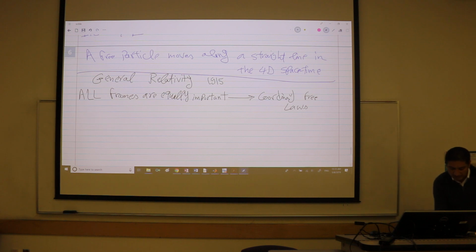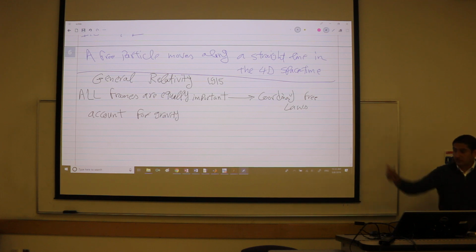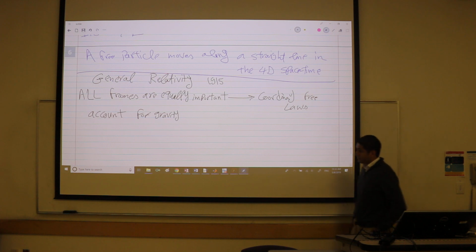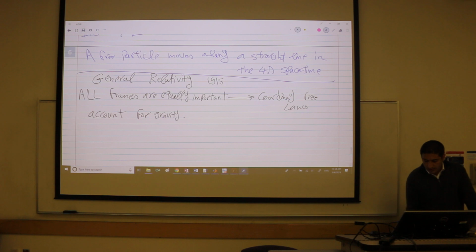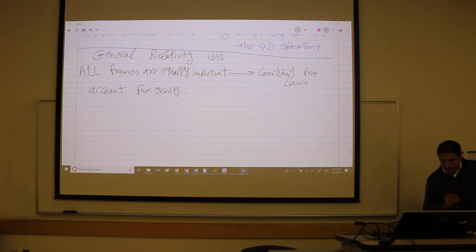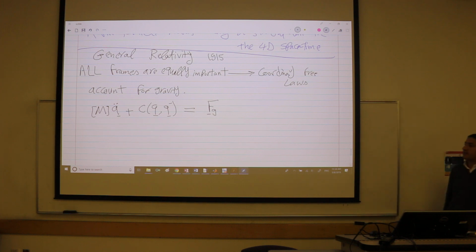Also, and more importantly, he wanted to account for gravity. Sometimes, the general relativity theory is called the gravitational theory of relativity. So let's stop here for a little bit with gravity. Usually we write down our equations of motion like mass times acceleration, and we have centripetal equal the gravitational force, right? So typically this is how we write down our equations of motion.